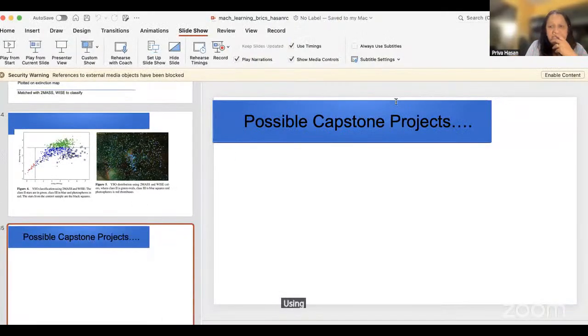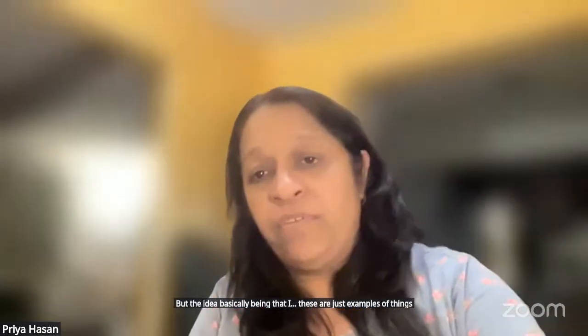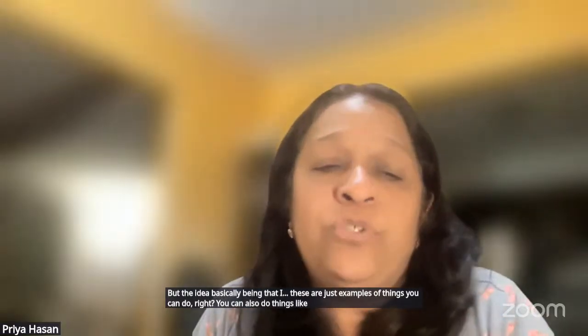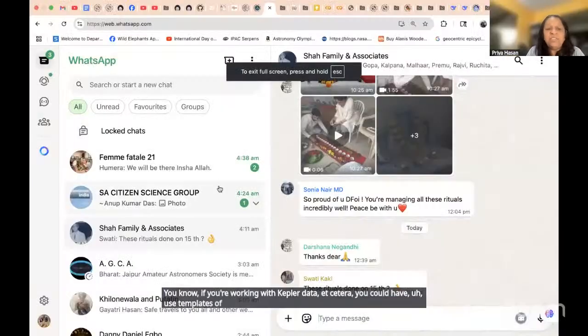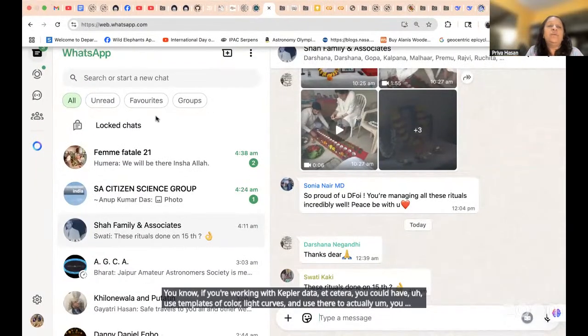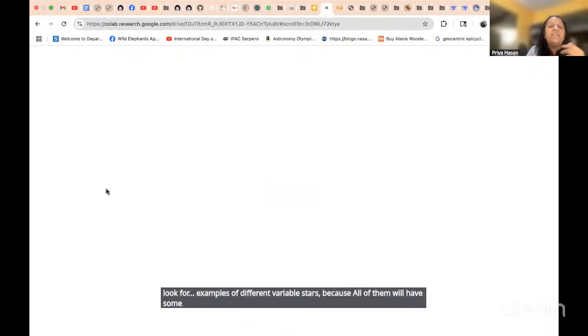So this is just an example of the various capstone projects that you can be doing using these things. Obviously, there's no need that you necessarily do this, but these are just examples of things you can do. You can also do things like what you were shown: if you're working with Kepler data, you could have used templates of color light curves to look for examples of different variable stars, because all of them will have some kind of signature.